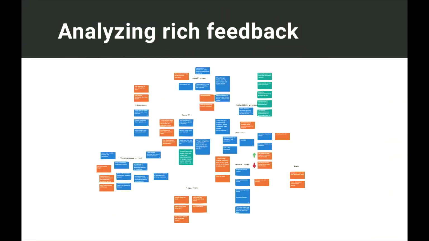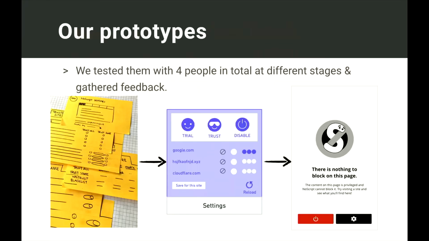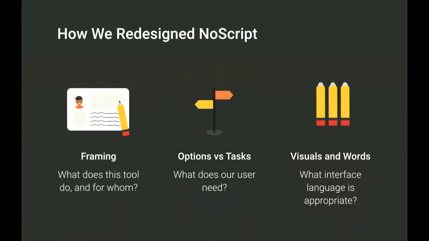We figured out what we thought were, we did some prioritization, talk more about that in a bit, and we built rough prototypes going from paper to wireframes to sort of a click-through prototype that gives you an idea of the interaction. We tested this with 4 people in total at different stages. We gathered feedback, and that's how we did it.